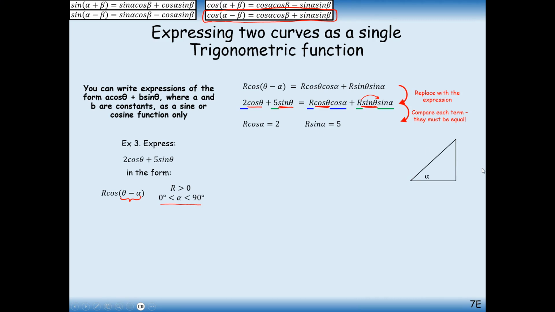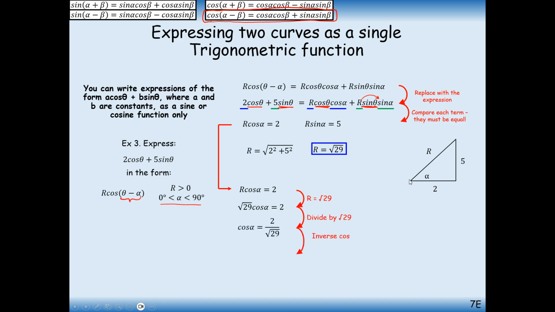That means the opposite side of angle alpha is 5 and the adjacent side to alpha is 2. We use Pythagoras to figure out what the length capital R is. Capital R is always the hypotenuse, so in this case it is root 29. We can use one of these expressions, it doesn't matter which one, to figure out what angle alpha is. We divide 2 by root 29 and then take inverse cos of 2 over root 29 to get the angle that we are required to find.